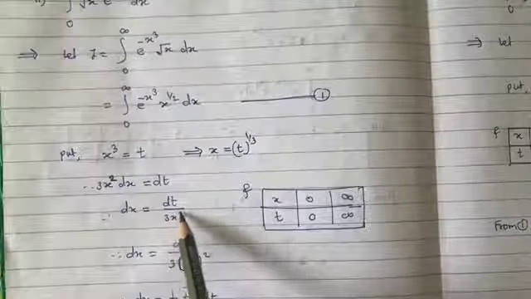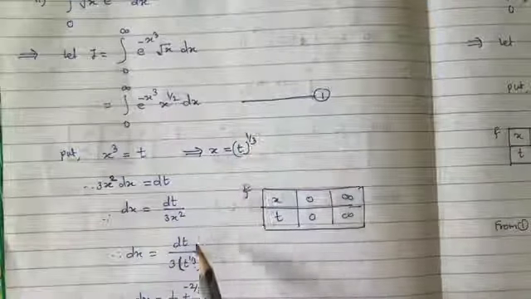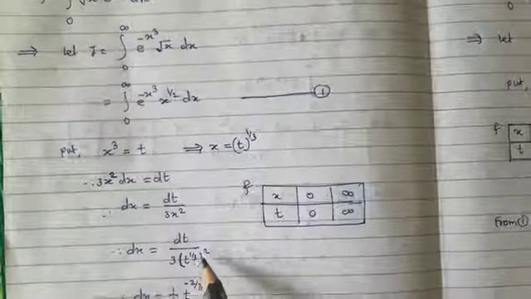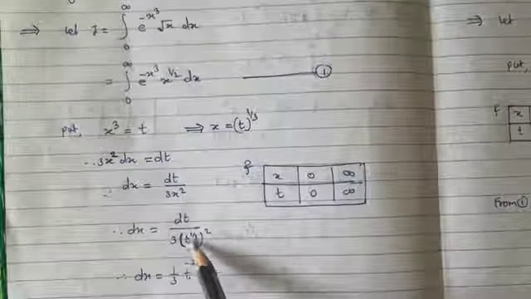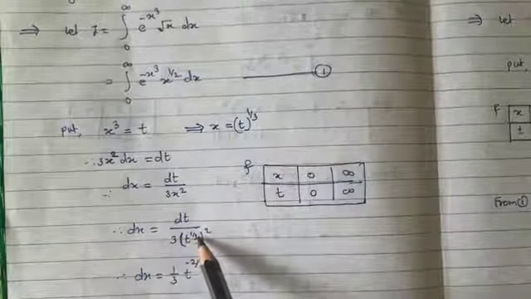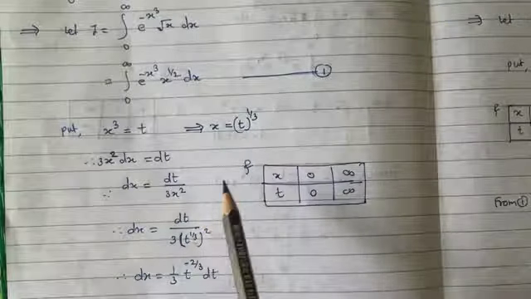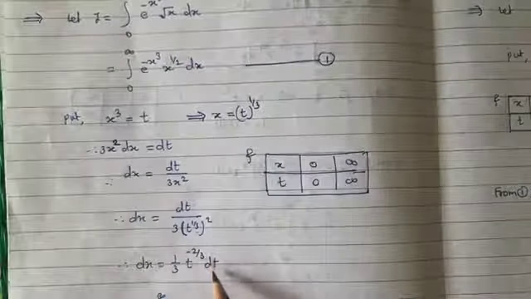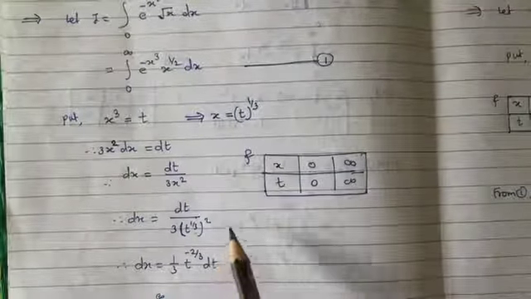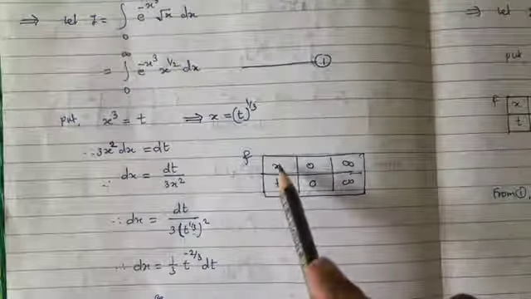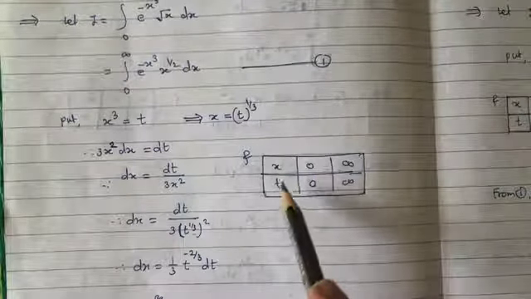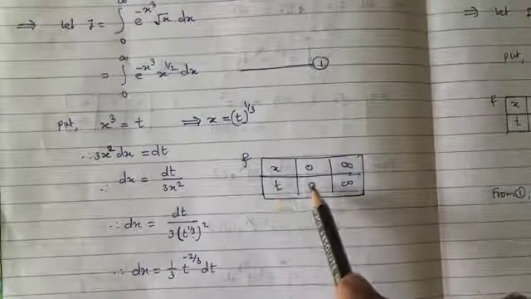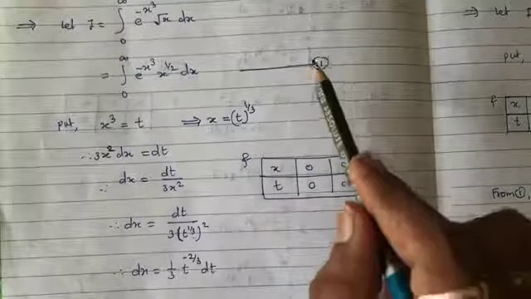Put the value of x square. Here x is equal to t raised to 1 by 3, and the power 2 stays as it is. If you simplify this, that is 2 by 3. Take this term in the numerator, that is plus 2 by 3 in the numerator, so t raised to minus 2 by 3. Now this is the value of dx: dx is equal to 1 by 3 t raised to minus 2 by 3 into dt. And the limit of x from 0 to infinity gives the same limit for t, from 0 to infinity.